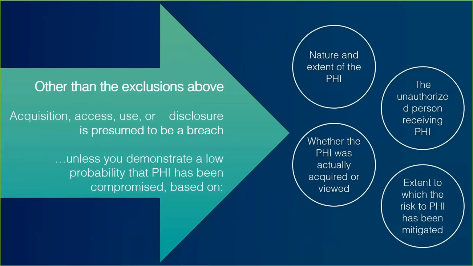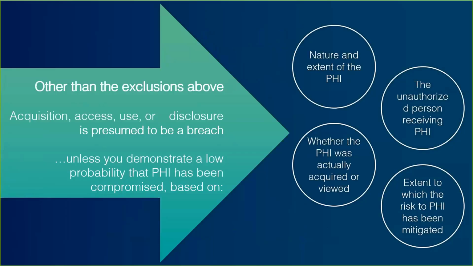And then last, we've got the extent to which the risk to PHI has been mitigated. Big one on this is going to be that encryption again. So if your data is encrypted, as long as they didn't get the key, that data is useless to them even if they got it. So that's going to be a big, big one. Again, encryption, encryption, encryption. I'll just keep repeating that throughout the whole rest of the webinar.